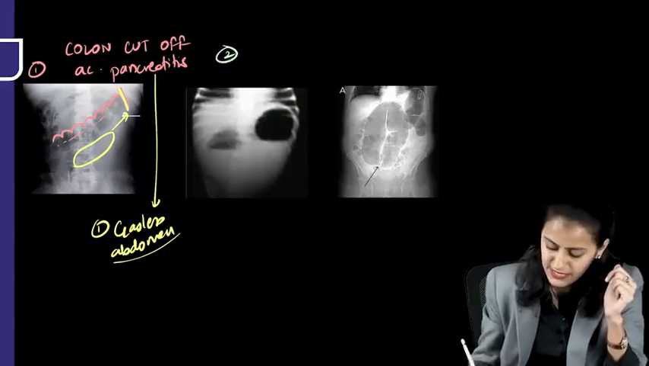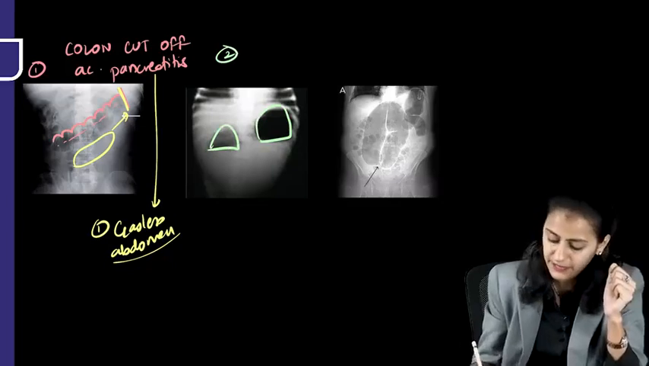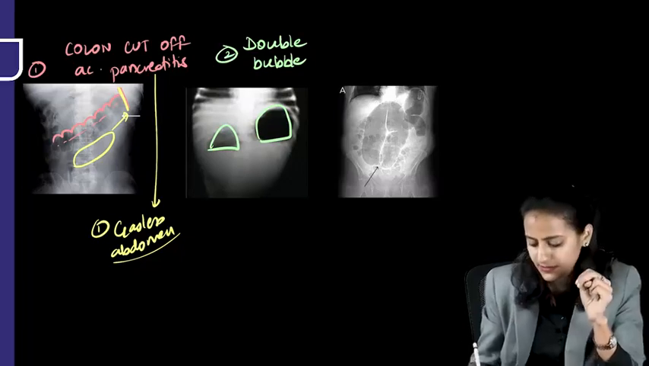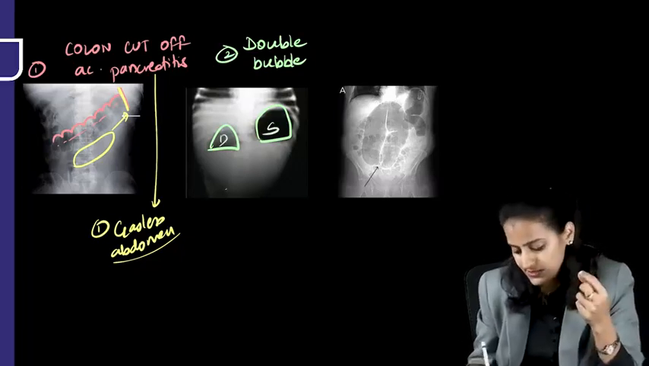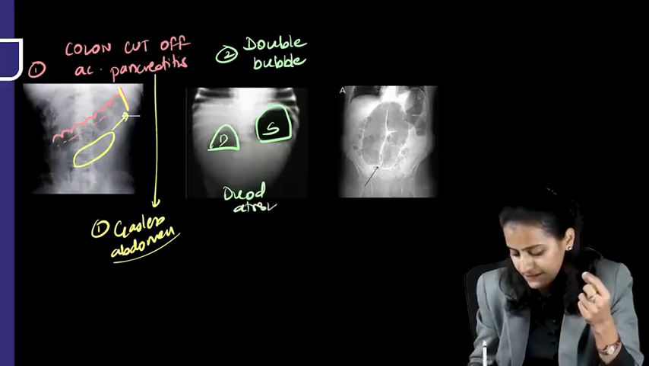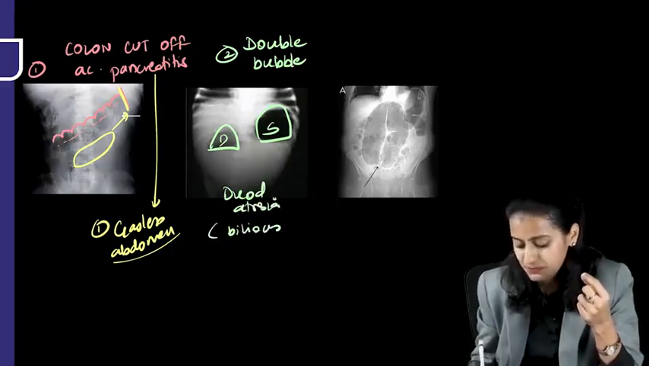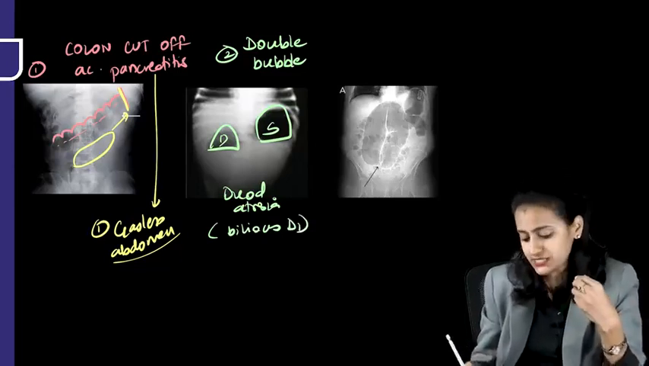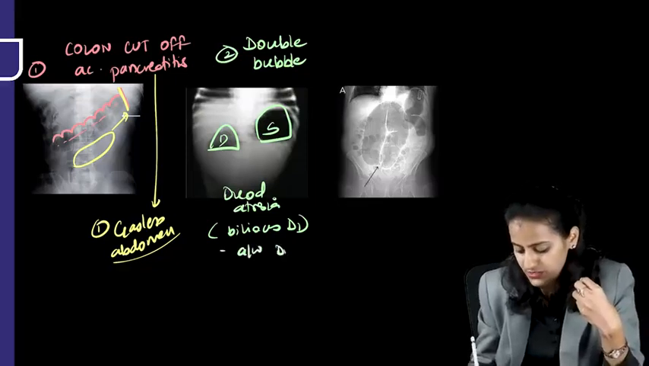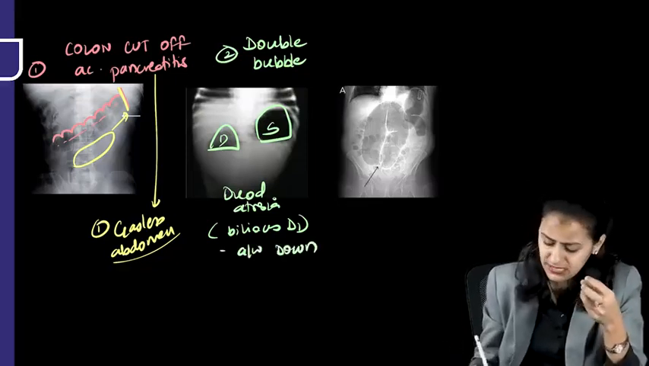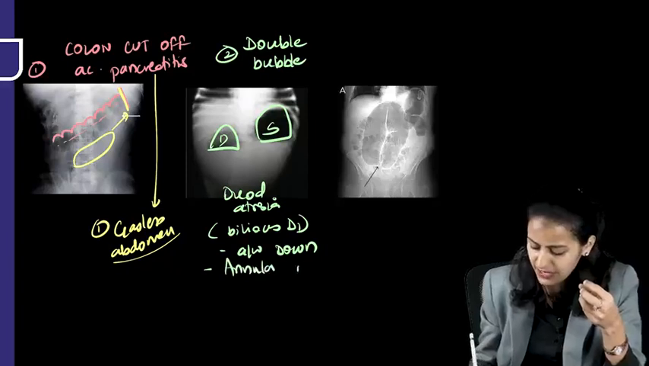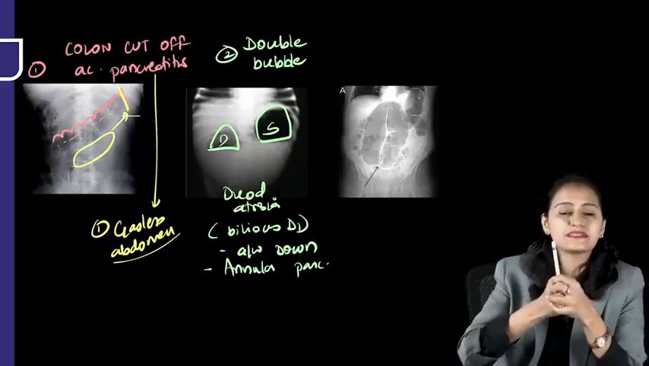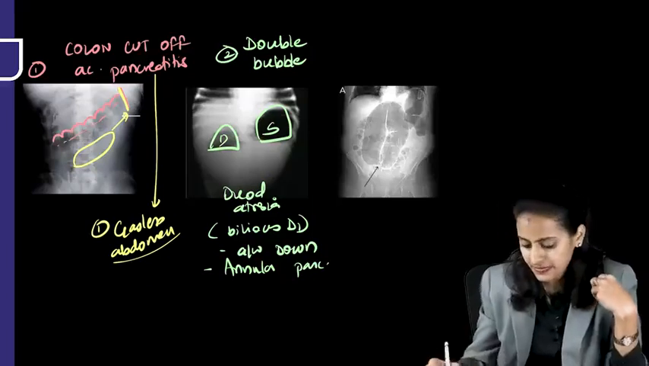Next, very important, look at the one bubble and the second bubble of air. This is called the double bubble appearance. The two bubbles are the stomach and the duodenum. So this is seen in duodenal atresia, which presents with bilious vomiting immediately after birth, like on day 1 or day 2. Association with Down syndrome is also there. Another cause of double bubble is the annular pancreas, a ring-like pancreas surrounding the duodenum, compressing the duodenum like duodenal atresia.